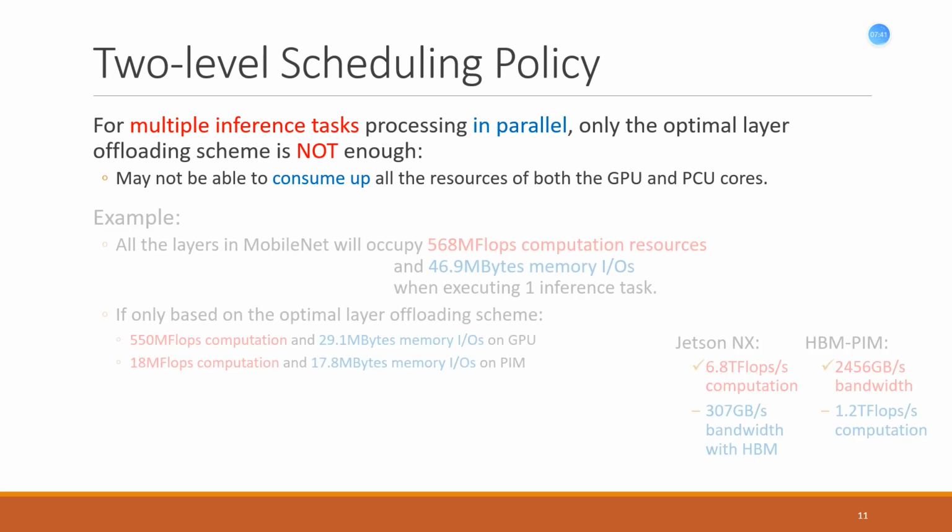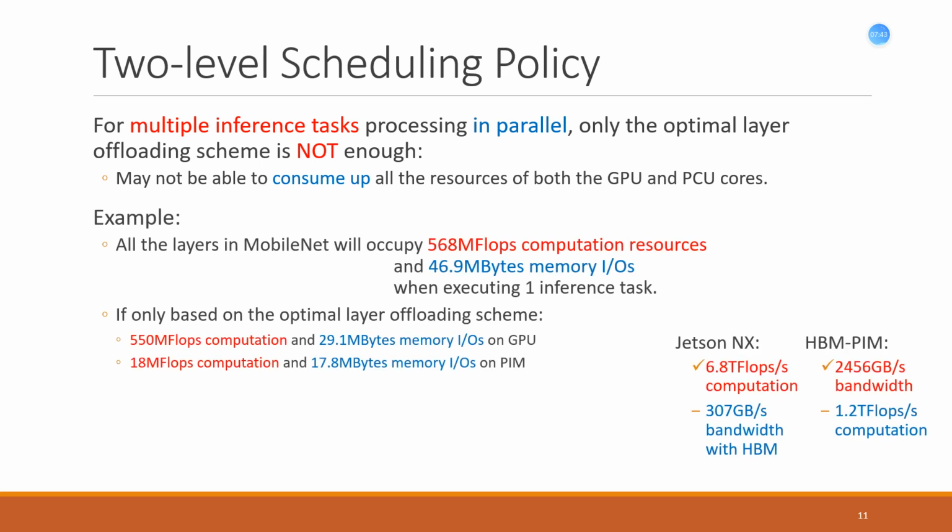For example, all the layers in MobileNet will occupy 568 megaflops of computation and 46.9 megabytes of memory IOs. If only based on the optimal layer offloading scheme, we will have 550 megaflops of computation and 29.1 megabytes of I/O on GPU, and 18 megaflops of computation and 17.8 megabytes on PIM.